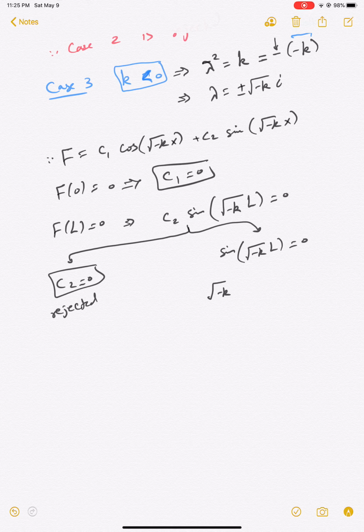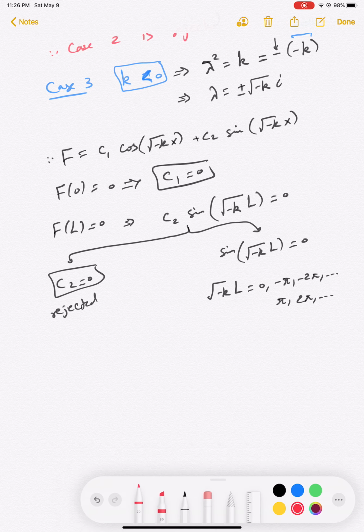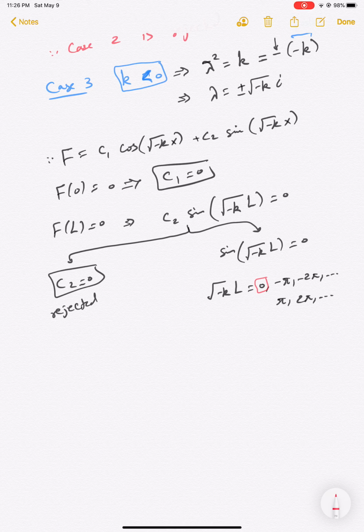So this angle, root negative KL, could be 0, it could be negative pi, negative 2 pi, and so on, or maybe pi, 2 pi, and so on. So these are all integer multiples of pi: the 0, the positive, and the negative integer multiples of pi. Now for the 0, this can't be true because k is negative, so with the negative, this is positive, right? And L is the length of the string, so it's positive, so there is no way you multiply them and get 0. There is no way you multiply them and get negative.